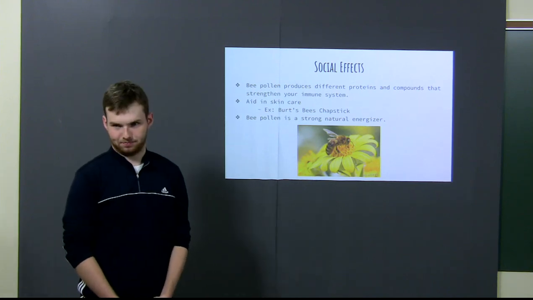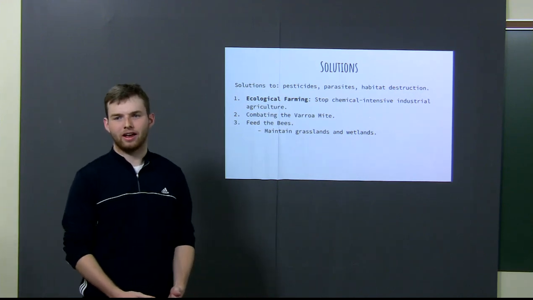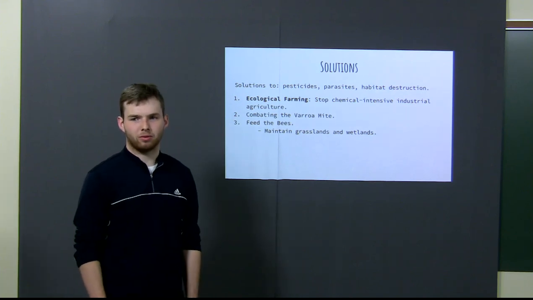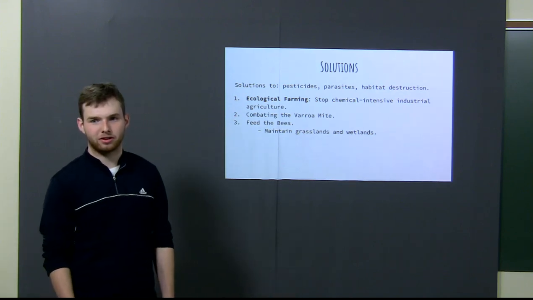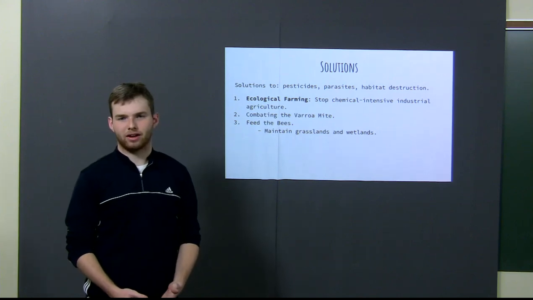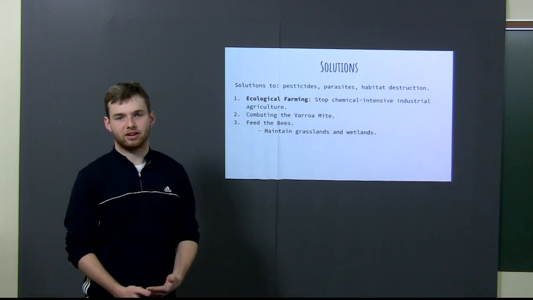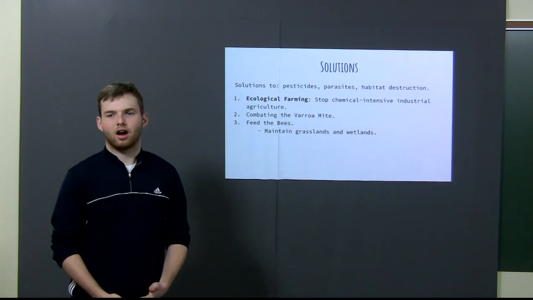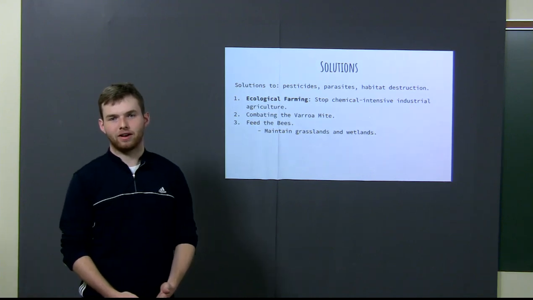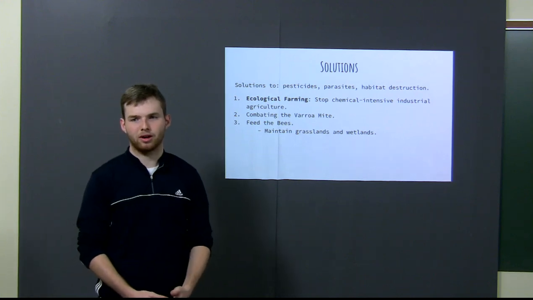Some solutions to the pesticides, parasites, and habitat destruction would be ecological farming. And this would be to farm without the chemical intensive industrial agriculture. This would mean that the pesticides used wouldn't affect the bees as much, and they could stay stronger and healthier. This has been used in Europe and has been making great strides to help advance their bee population and affect the crops grown as well.